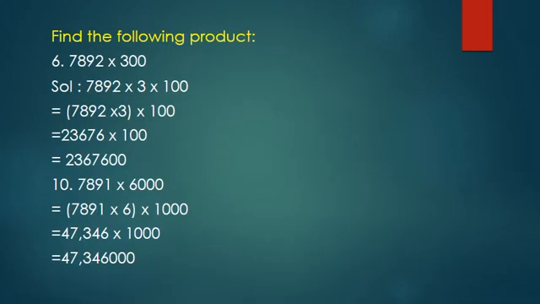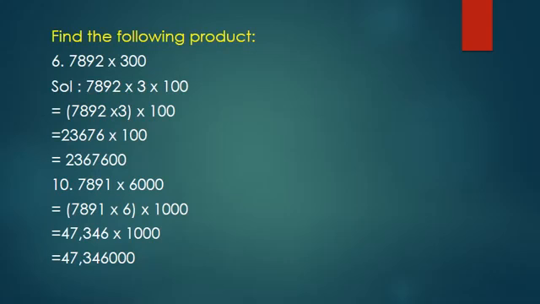Now come to the next question: find the following product. So children, you have to multiply these numbers. First, the sixth one is 7,892 into 300. You can split 300 into 3 into 100. So take 7,892 into 3 in brackets, and outside the bracket write 100. After multiplying the numbers given in the bracket, you have to multiply by 100, so you can put 2 zeros to the answer.